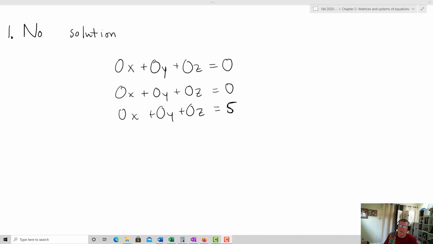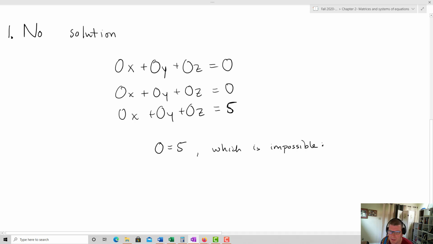So let's talk first about no solution. When we look at a system of equations that has no solution, what we're going to end up with is something that will look like this. We've got 0x plus 0y plus 0z equals 0, 0x plus 0y plus 0z equals 0, 0x plus 0y plus 0z equals 5. In this case, we often will say something like this: 0 equals 5, which is impossible. So what we've done is we've used some elimination or maybe substitution in order to solve this system, and what we've gotten is an impossible result, that is, that 0 equals 5. So there is no solution. That's our telling statement.